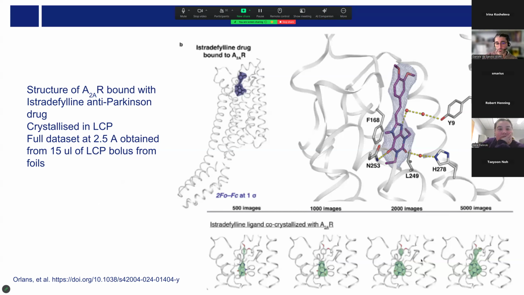And here you see a FO minus FC map, because we didn't have the apo structure. But you can see that the drug is fully resolved with just 1,000 or even 2,000 images. The FO minus FC map fully reveals the presence of the molecule bound in the active site, which can be placed and refined.